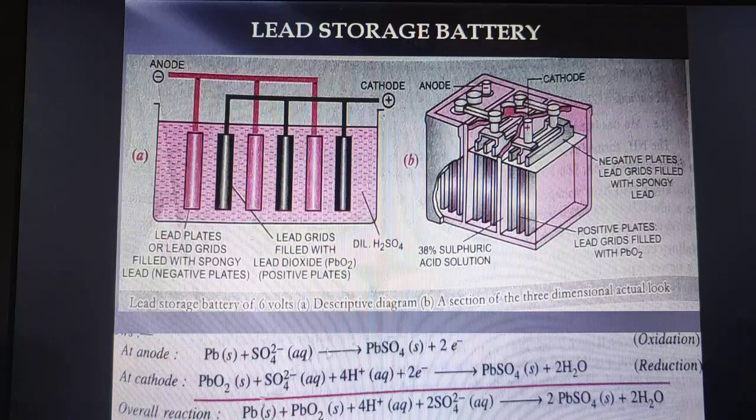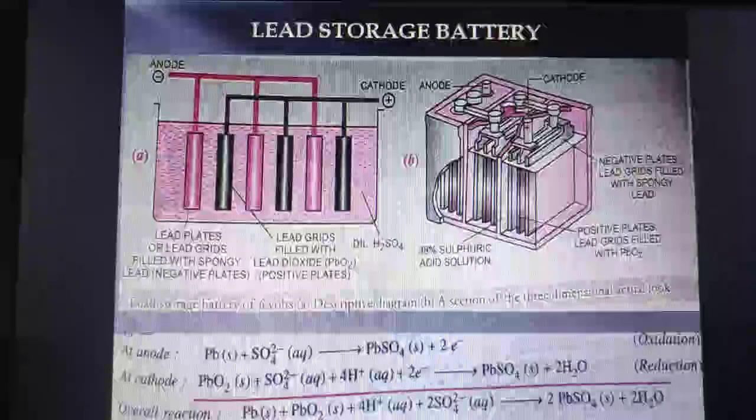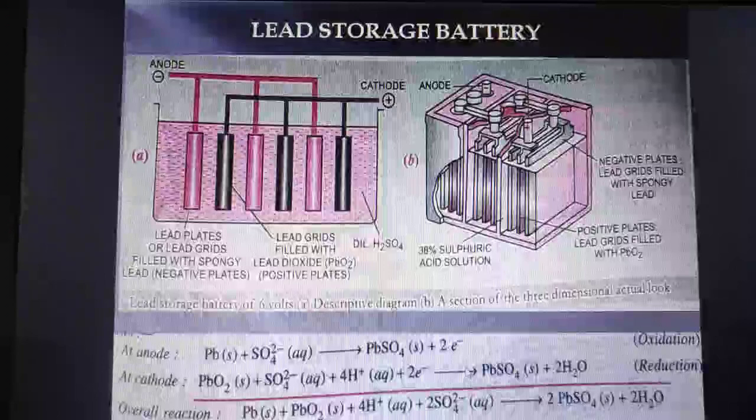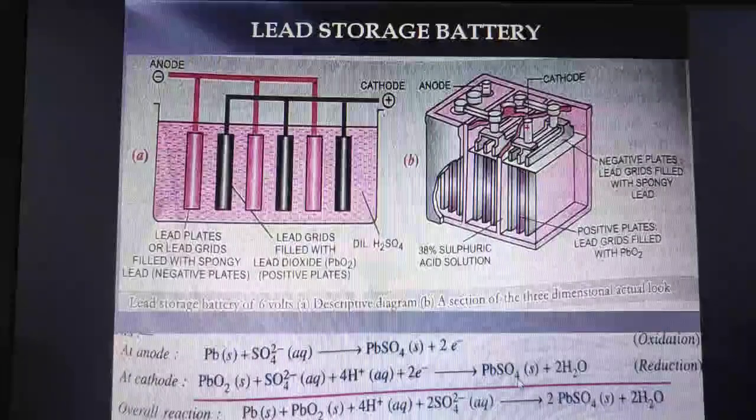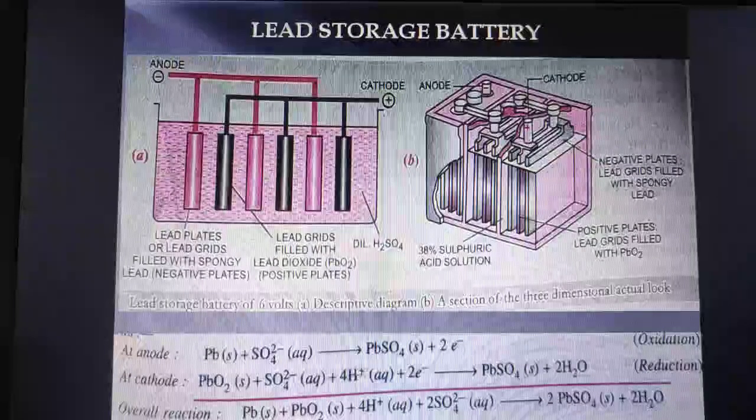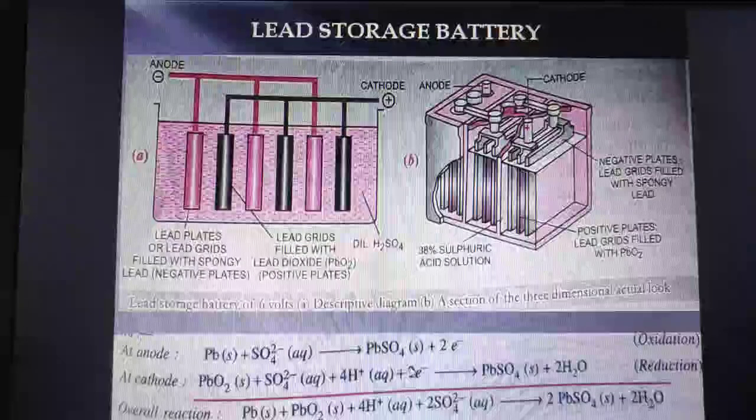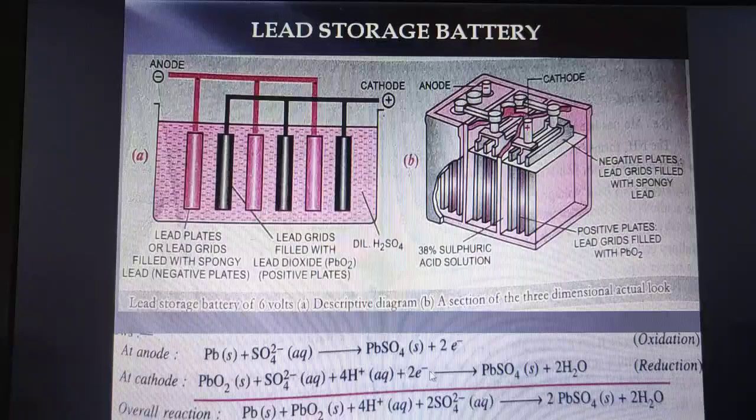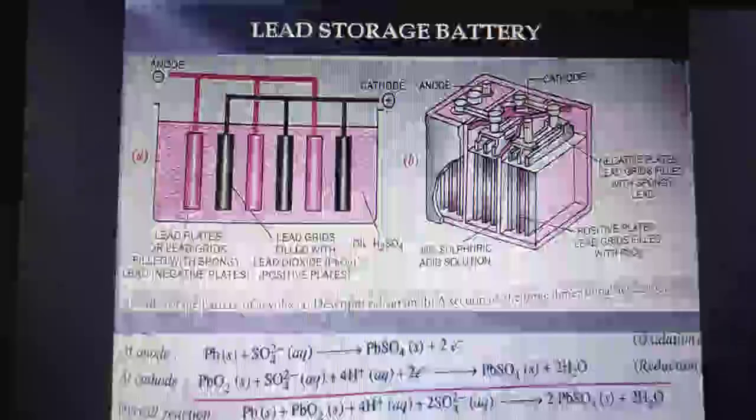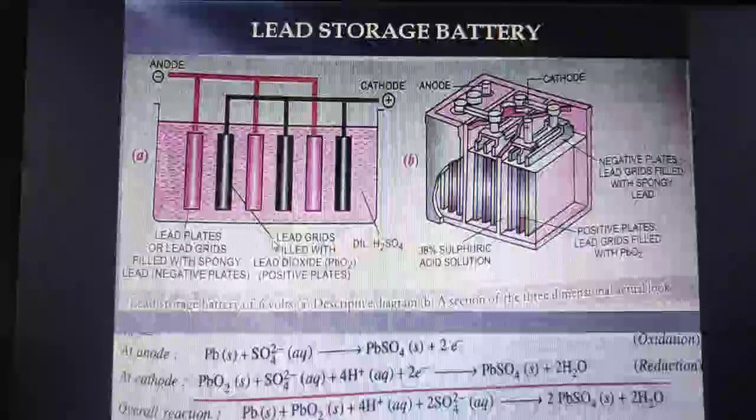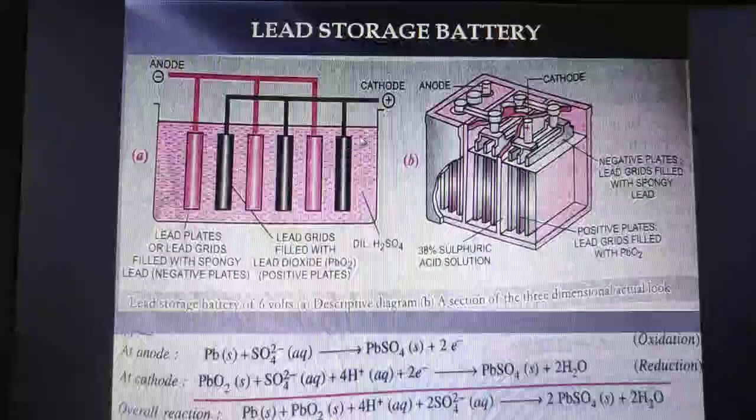Now it is clear from this reaction that H2SO4 is used up during the discharge. During the cell reaction, H2SO4 is constantly used up. Therefore, the density of H2SO4 in the cell drops. When it falls below 1.2 gram per centimeter cube, the battery needs recharging.